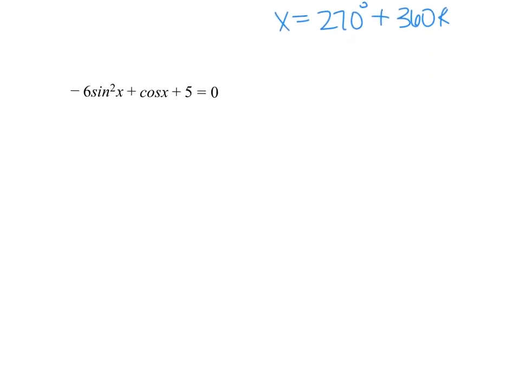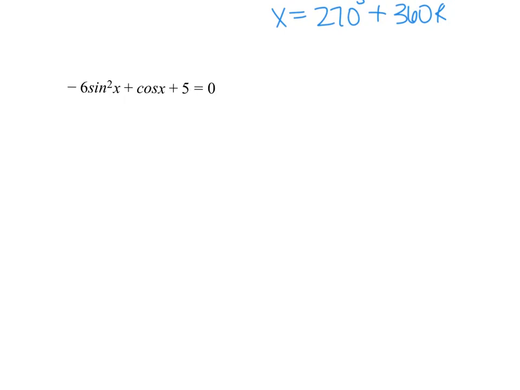Last example, -6 times sine squared x plus cosine x plus 5 equals 0. When we're solving a trig equation, we typically only want one trig function, unless we're going to be able to factor something out, like in one of our examples, and have two separate equations. But that can't happen here. So I'm going to use a Pythagorean identity. We know sine squared of x equals 1 minus cosine squared of x. I'm going to use this identity to get an equation that only has cosine.